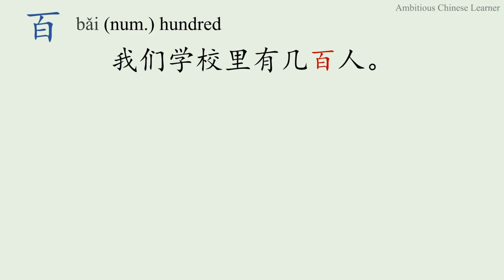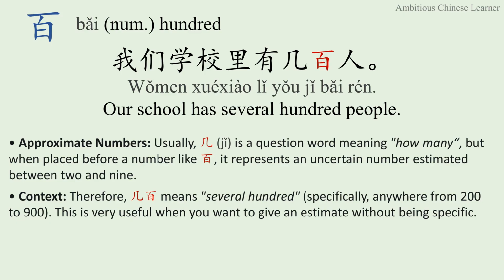我们学校里有几百人. Our school has several hundred people. 我们学校里有几百人. Usually, 几 is a question word meaning how many, but when placed before a number like bai, it represents an uncertain number estimated between 2 and 9. Therefore, 几百 means several hundred, specifically anywhere from 200 to 900. This is very useful when you want to give an estimate without being specific.